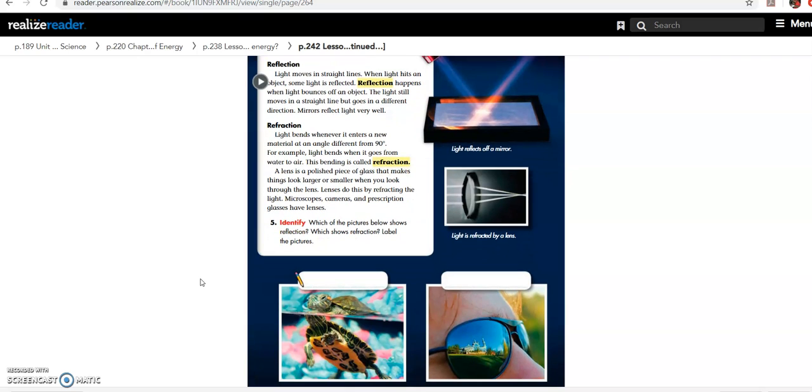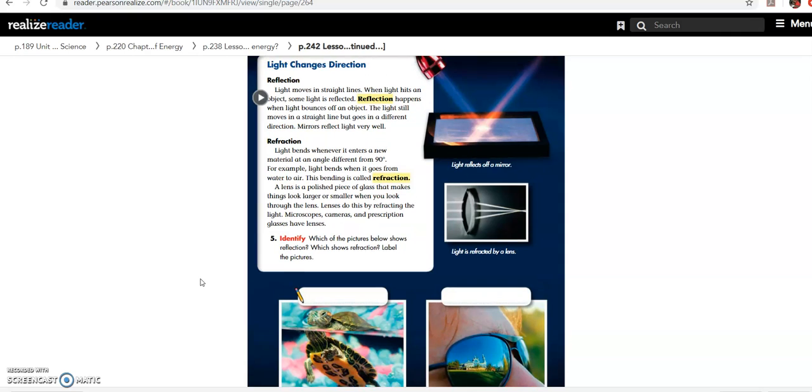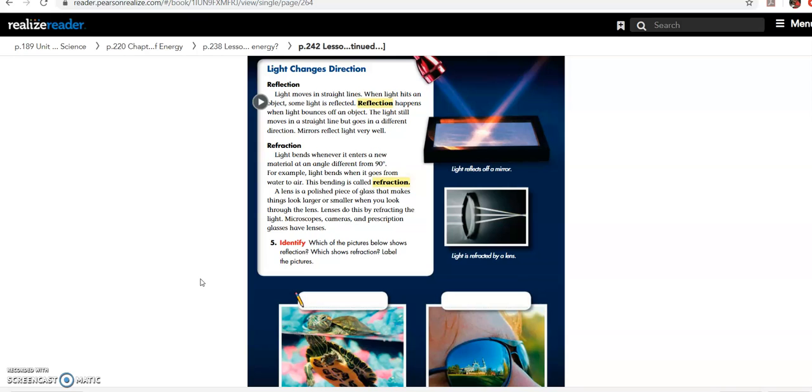Today we're going to be talking about how light changes direction in 3 different ways, and then we're finished with the section. So, are you on page 242? There are 3 ways that light can change direction. When light hits an object, some things might happen. The first thing that can happen is maybe light is reflected.